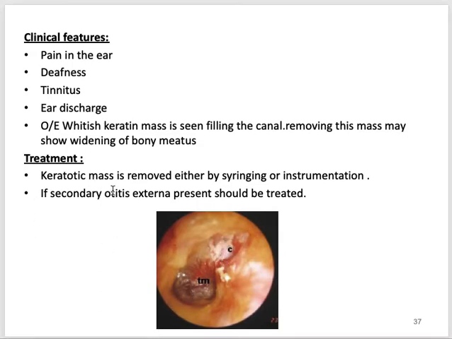What is the treatment? Again, it should be removed by syringing or instrumentation. And if there is any otitis externa, it should be treated as well. So this is the thing.